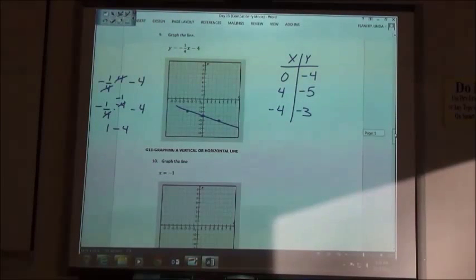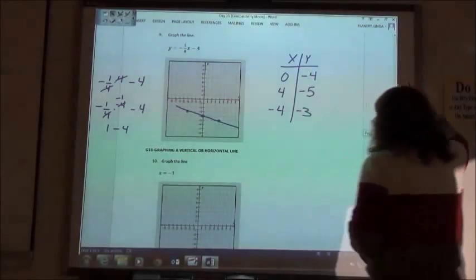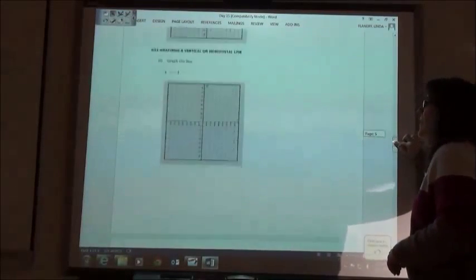And if you have trouble with the fractions, you can always punch them into your calculator and check and make sure you're getting the right things there, hopefully. Number 10.